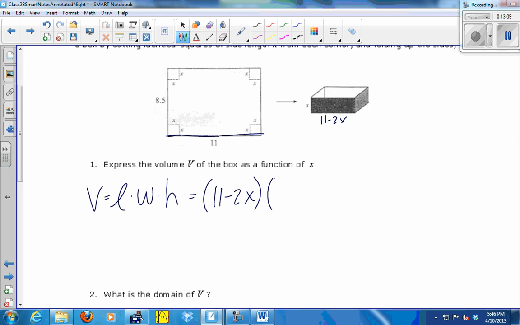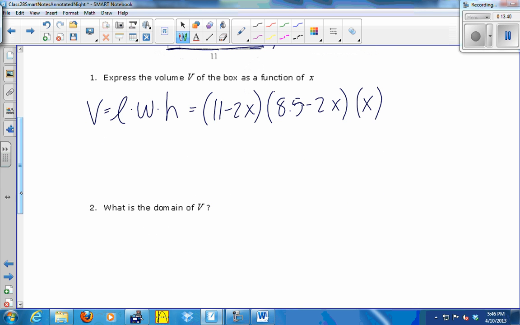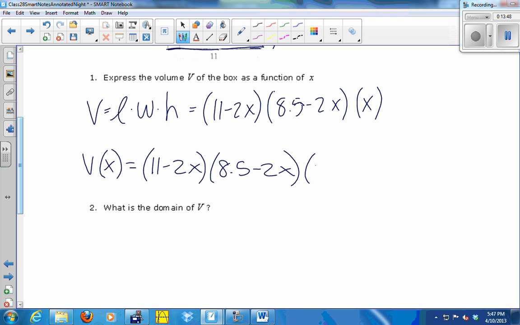And then the width is this distance here, right? It was 8.5, and you subtract an x off of each end, so you get 8.5 minus 2x. And then what's the height of the box? X. Good. So there's a formula. There's my function for volume as a function of x. So V of x is 11 minus 2x, 8.5 minus 2x, times x.